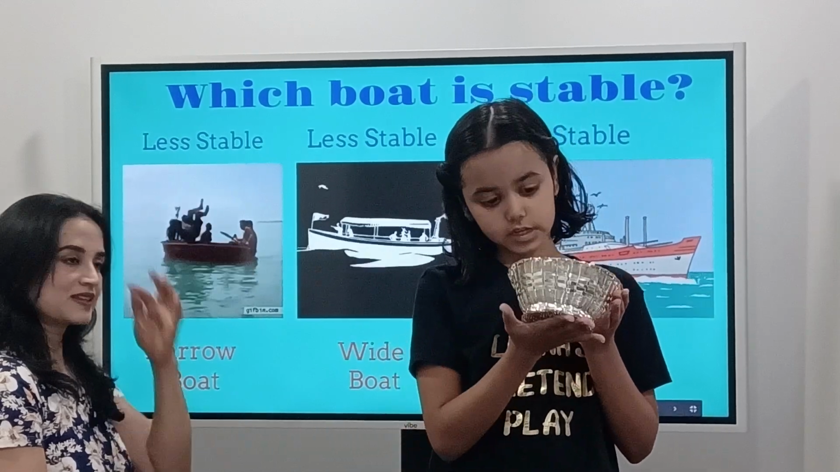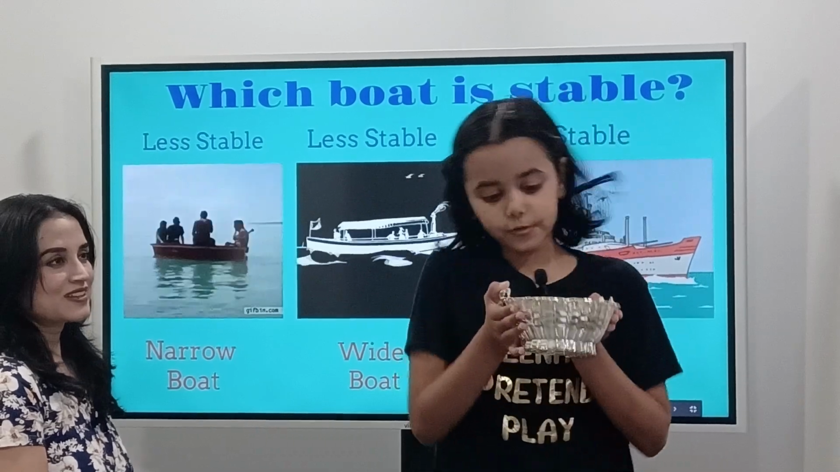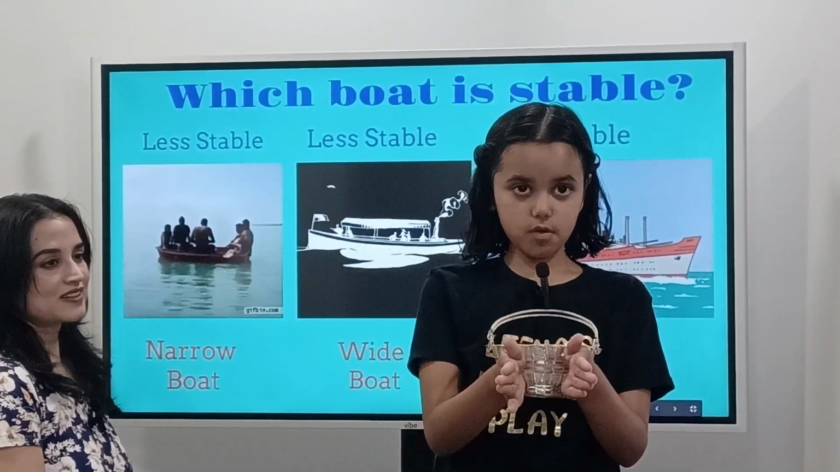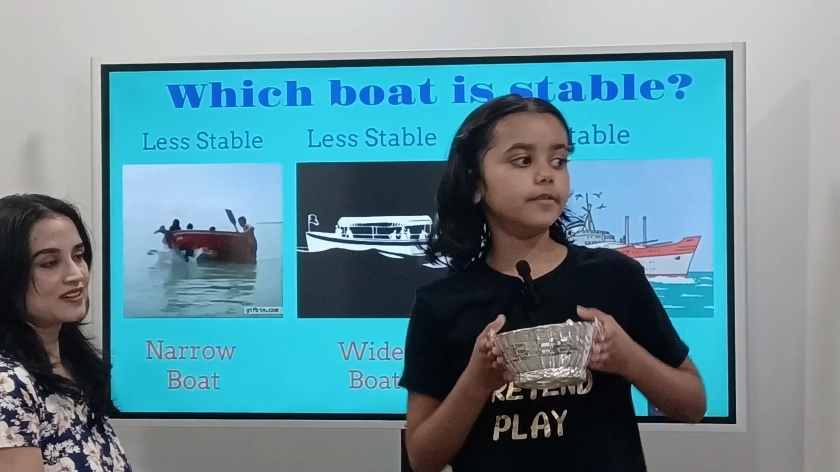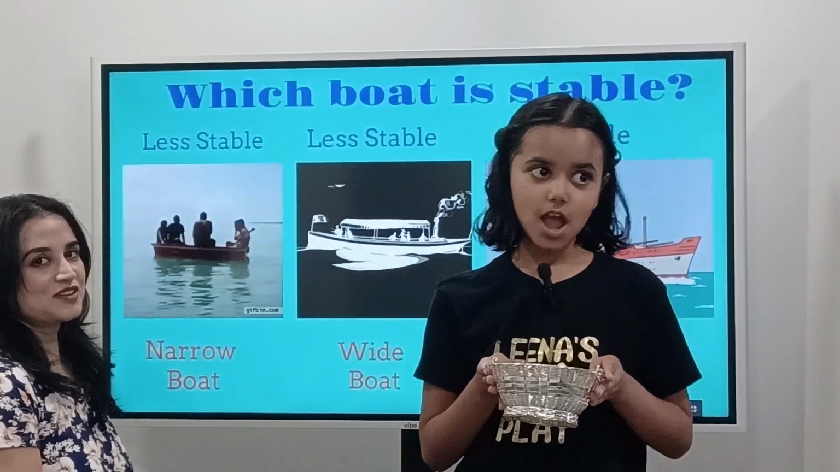Pretend this is a boat, and it goes weep, weep, weep, and this is narrow. Pretend it's narrow like this, and then rip, rip, rip. It's going to flip. I see.